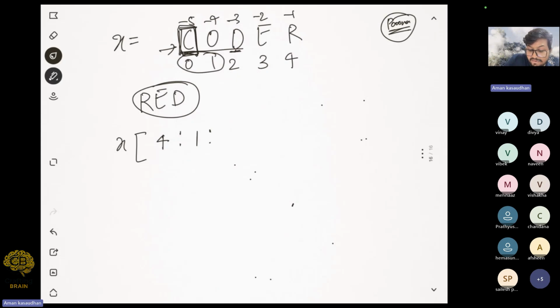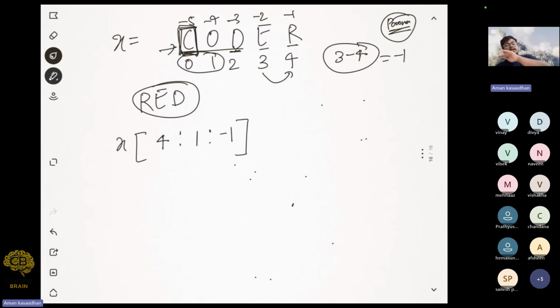After R, you are getting E. So backward side you are moving. You need to take the difference between 3 to 4 here. So 3 minus 4, what do we get? Minus 1. So step count will be minus 1. Generally, remember this: whenever we are going in the backward side, we will get a negative step count, not a positive step count. So this is how we get this red data.